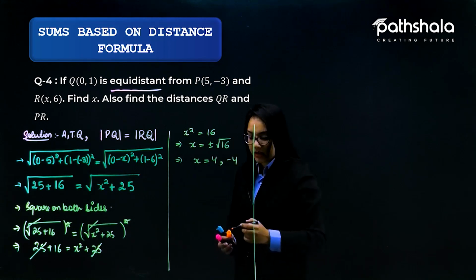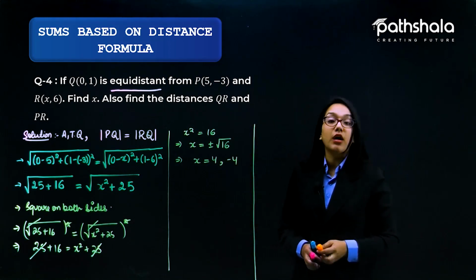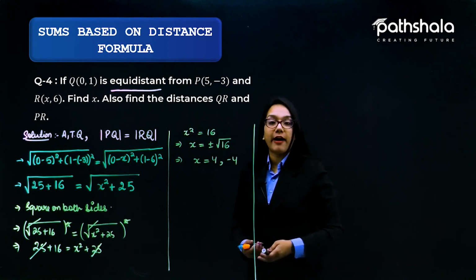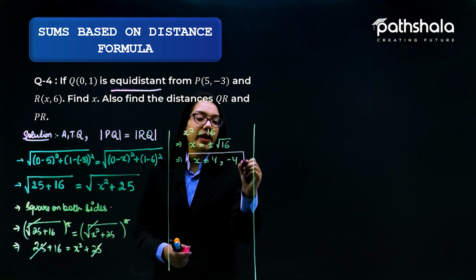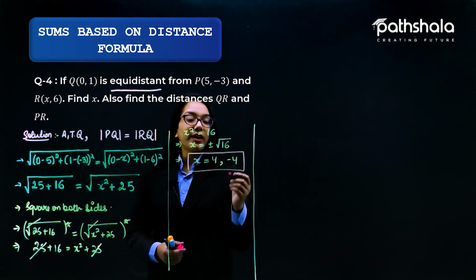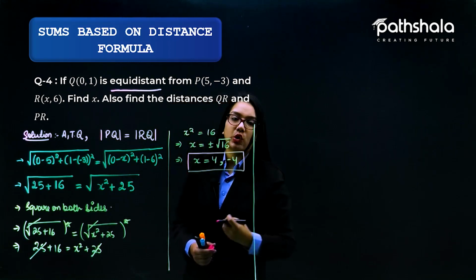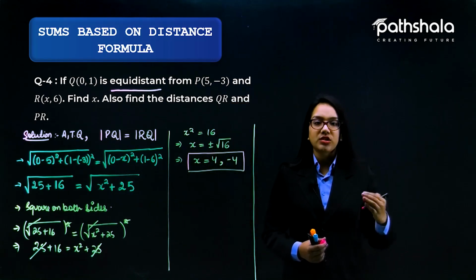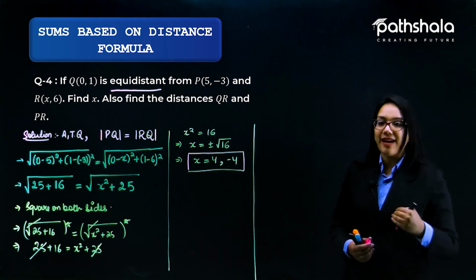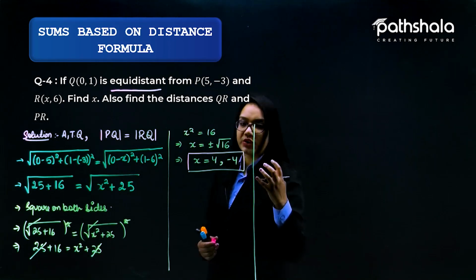These are the values of x, because in the first part we have to find the value of x. So we are done with the value of x. x is coming out to be 4 and minus 4. This is our very first solution. Now it also says to find the distances QR and PR. So let's first find the coordinates of R.